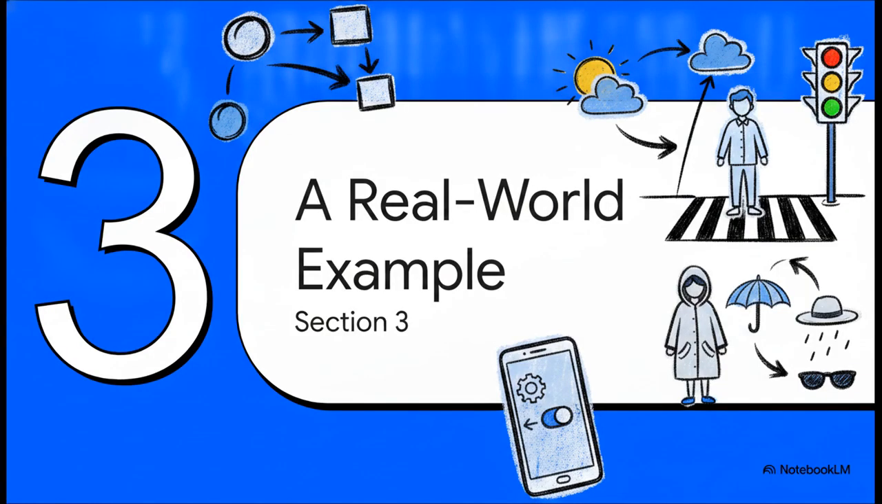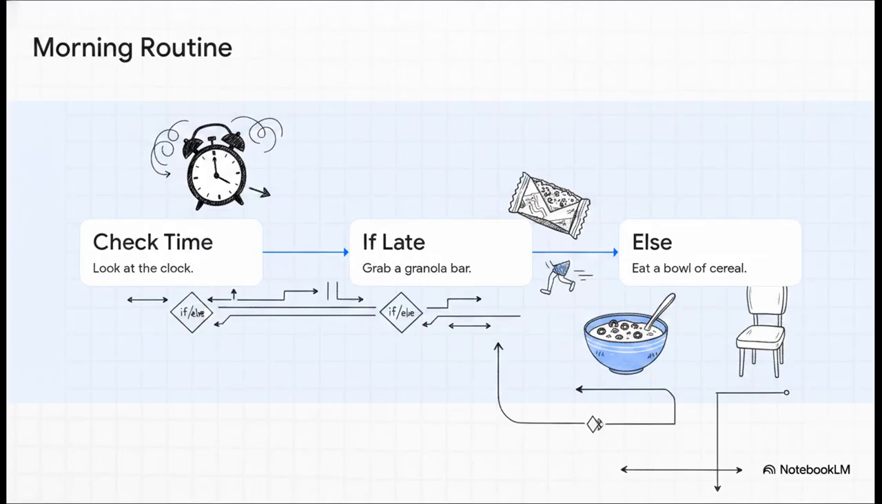Section 3. A real-world example. Let's step away from the computer for a second and think about a typical morning routine. You actually process decisions just like this naturally before you even leave for school. Step 1, you check the time, right? That's your data. Step 2, if you are running late, you grab a granola bar. Boom, that is the first condition being met. Step 3, else, meaning you have plenty of time, you actually sit down and eat a bowl of cereal. You see, you're already doing this. You process conditionals naturally every single day.